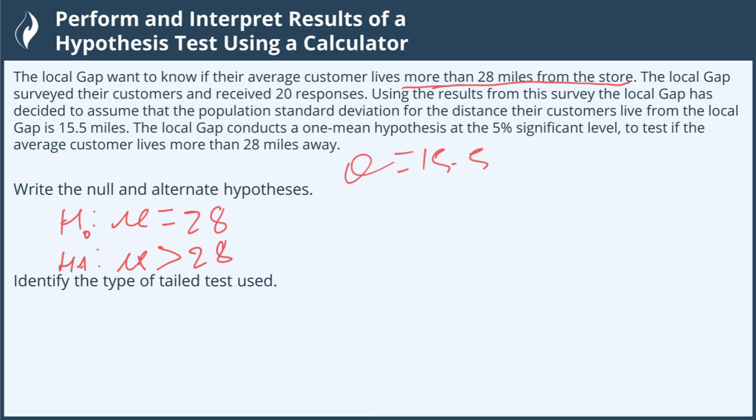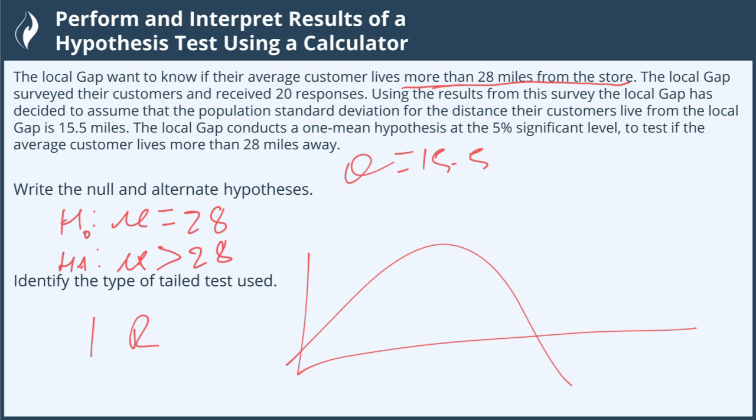from the store. What kind of test is this? This is a one-tailed test. It's actually a right-handed test because it is more than. And that is because if we look at our normal distribution, we want to know if they're living somewhere above 28, not below, which makes it a right tail test.